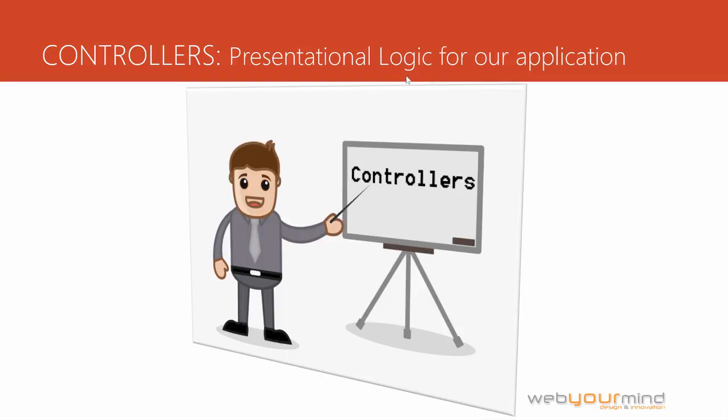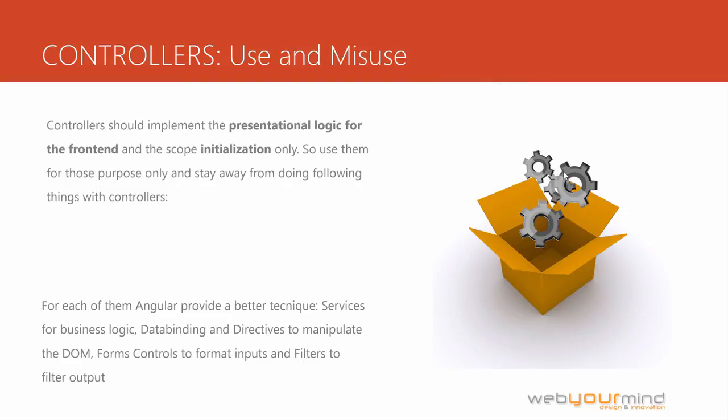So, as you can see from the title of the fourth slide, a controller holds the presentational logic for our application. Why did I mention best practice? Because you might find introductory tutorials saying that in the controller you should basically hold the business logic of your application. But if you dig deeper, you'll find out that actually is not a proper pattern. The best way to deal with business logic is to use factories and services. Controllers should implement the presentational logic for the front end and the scope initialization only.